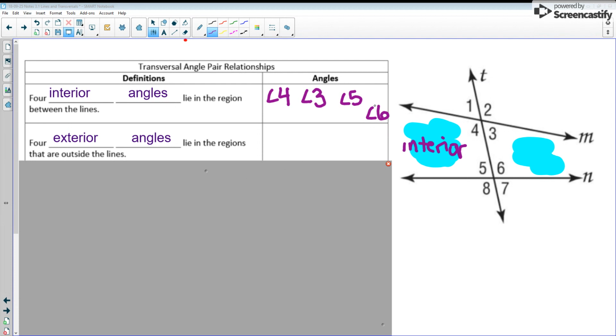Exterior angles are outside of the lines. It makes sense that exterior angles would be outside of the lines. There are 4 exterior angles. That would include angle 1, angle 2, angle 8, and angle 7.